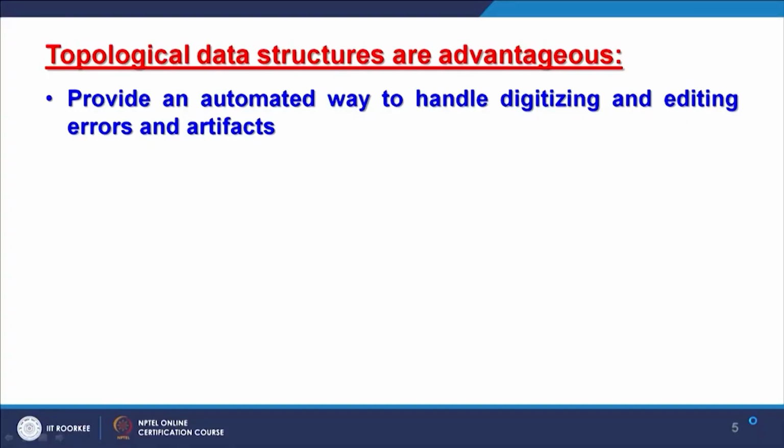What are the advantages of having topology built for our polygon features? It provides an automated way to handle digitizing and editing errors and artifacts. As I said in the beginning, in the earlier versions of these software packages, topology used to be built later on. When we went for building topology, we used to have a lot of errors and artifacts, and a lot of time was spent correcting them. Now, topology is built while the digitizing process is going on, simultaneously. So any error is corrected immediately.